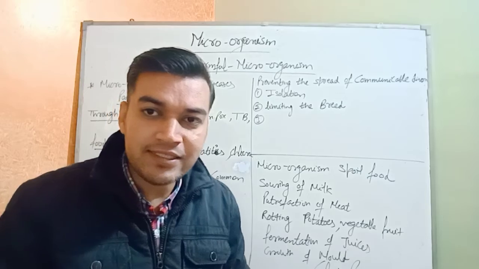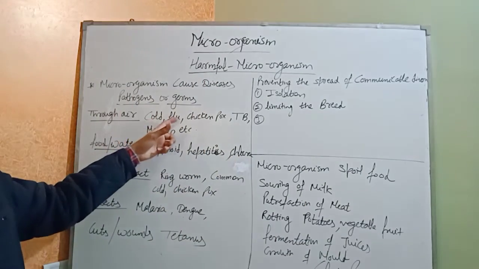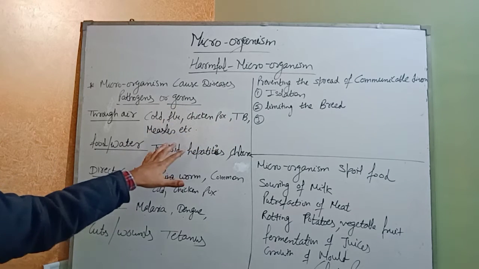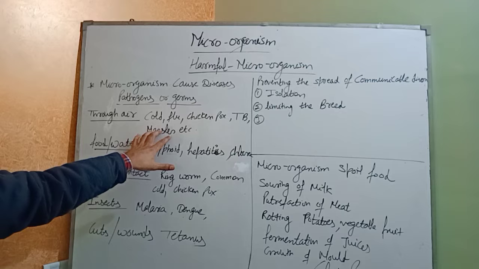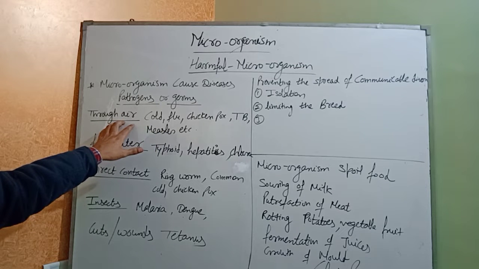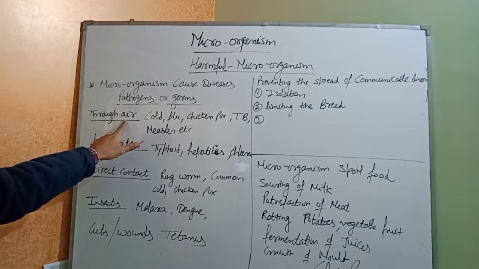And what are the diseases that spread through air? Cold, flu, chickenpox, tuberculosis, measles, and many more. These are examples of diseases that spread through air, because the pathogens that create the disease spread through air.